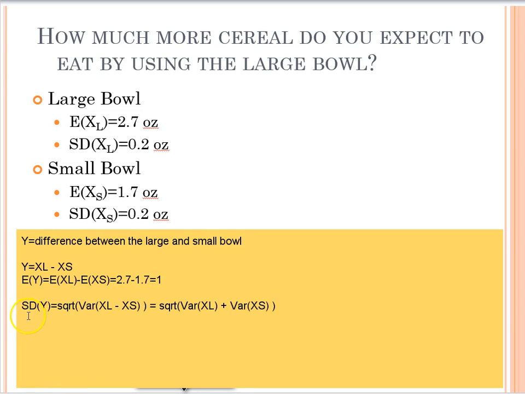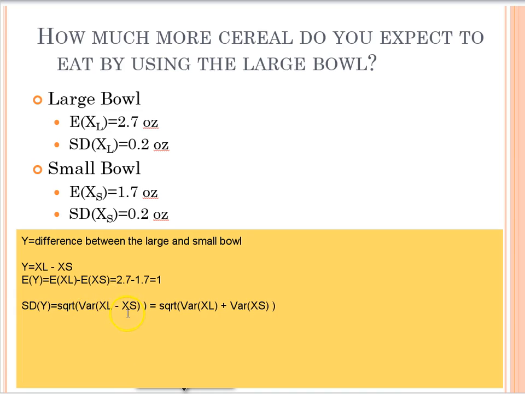Moving on to calculating the standard deviation, what we're doing is we're looking at the standard deviation of the difference. So sometimes you're going to pour more into the small bowl, and sometimes you're going to pour more into the large bowl. This standard deviation captures that spread in the differences. So again, we're going to go through the variance operator. The definition of the standard deviation is the square root of the variance, and so that's this first step.